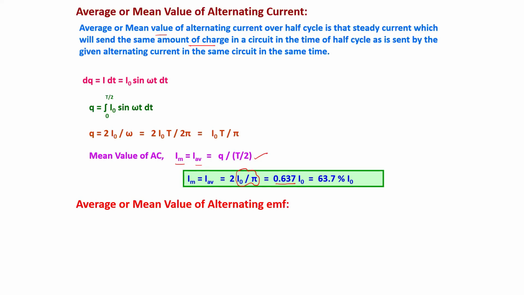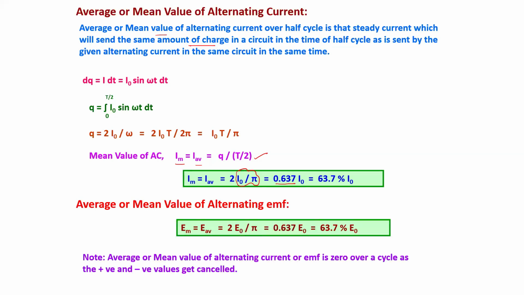Now we are going to see what is meant by the average or mean value of alternating EMF. The average EMF can be written as E average is equal to 2 E naught divided by pi. Here the average or mean value of alternating EMF is 0 over a full cycle, as the positive and negative values get cancelled. This is what I said in the beginning as well.